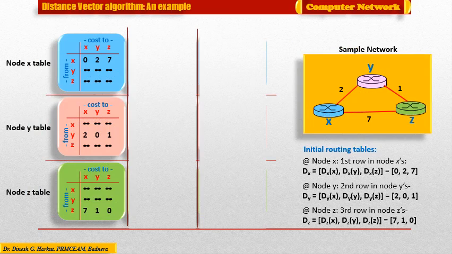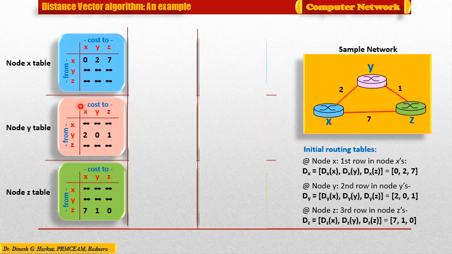To have a better insight into the working of the distance vector algorithm, we will explore one simple example with only three nodes x, y, and z, as seen in the figure on the right side of the screen. This is a sample network consisting of 3 nodes X, Y, and Z with their respective initial link costs. 2 is the link cost between nodes X and Y, that is, the link cost associated with link XY. 7 is the link cost associated with XZ, and 1 is the link cost associated with ZY.